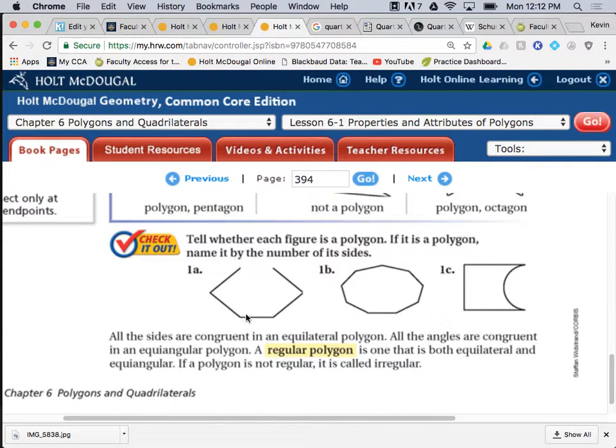Now, 1A, raise your hand if you think this is a polygon. Raise your hand if you think it's not a polygon. Good. Why isn't it a polygon? Because it's open. What about 1B? Raise your hand if you think this is a polygon. Yes, it's good. 1C, raise your hand if you think this is a polygon. Raise your hand if you think it's not a polygon. Why is that not a polygon? It's got a curved side. Okay, cool.